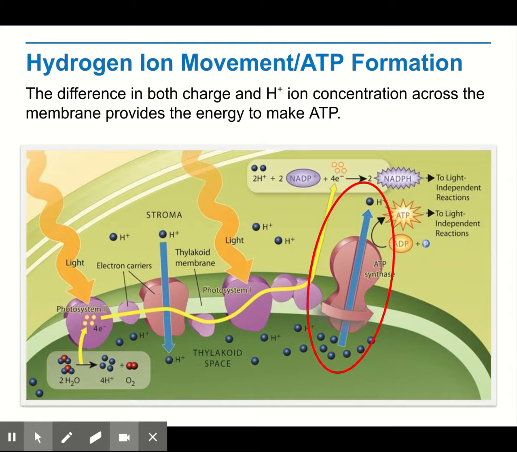And something in science is that things like to flow from high to low concentrations. So the hydrogen ions are going to flow through ATP synthase. And as they flow through it, they cause ATP synthase to turn and to spin. And this spinning motion creates ATP because it allows ADP to form a bond with another phosphorus, and it creates the high energy molecule called ATP. So now this high energy molecule also goes to the light independent reactions.